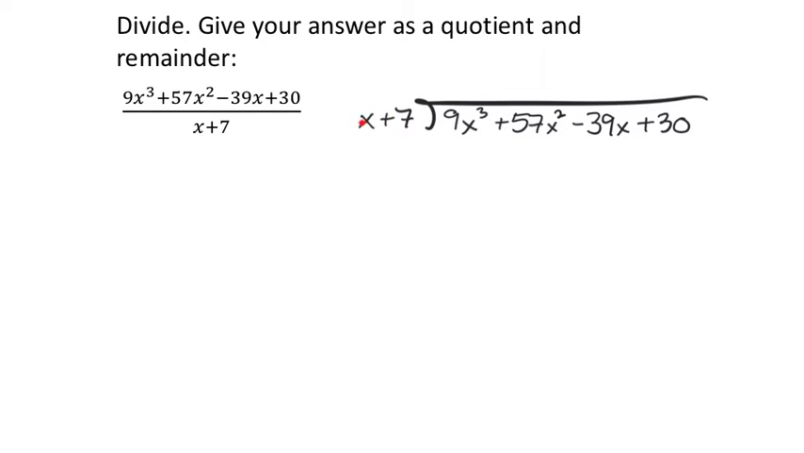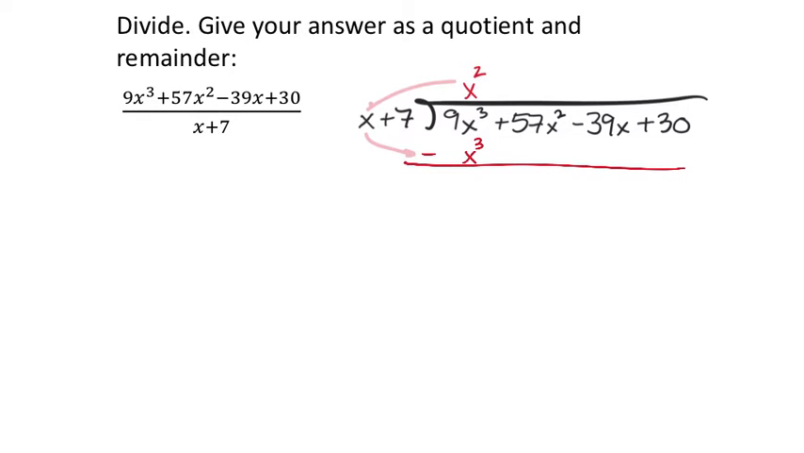So again, we say, well, how many x's will go into x cubed? Well, an x squared will go into x cubed, so I'm going to make this x squared, right? So, again, putting this back into the division, x squared times x gives me the x cubed, but we used up those x cubes, right?